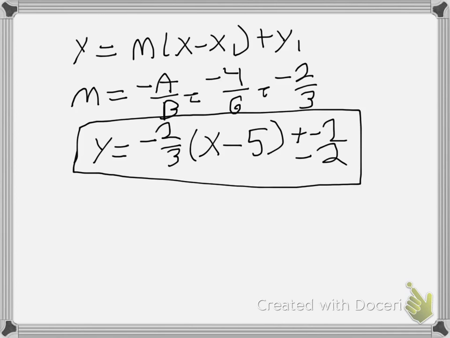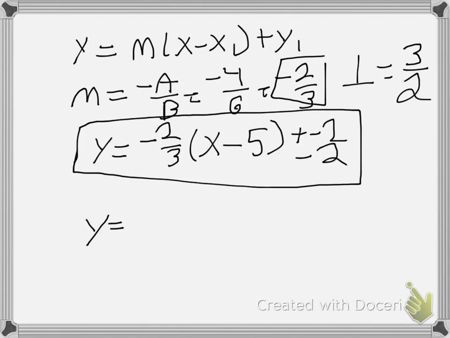Okay, so now we want something perpendicular to this. Well, if our slope is -2/3, the perpendicular slope is going to be what? Hopefully you answered the question correctly. It is 3 over 2. So that would make our equation, everything else stays the same, y = 3/2 times (x - 5) - 2.